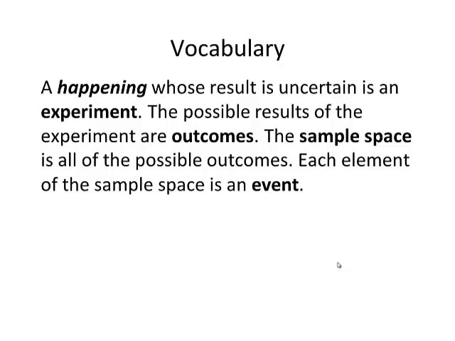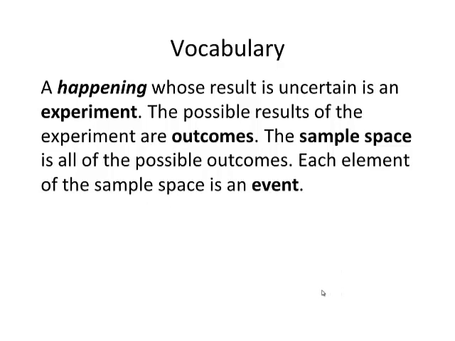Okay, let's get the vocabulary out of the way. A happening is just something that happens. So a happening whose result is uncertain, something that you don't know, is called an experiment. And all the possible results are the outcomes. And if you list all the possible outcomes, that will be your sample space. And each piece of your sample space individually is an event.